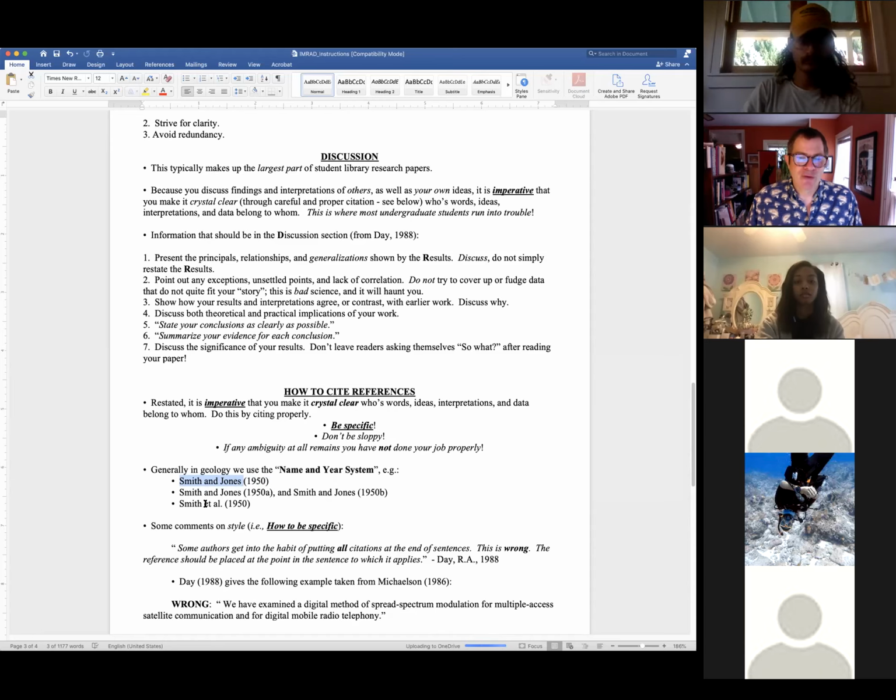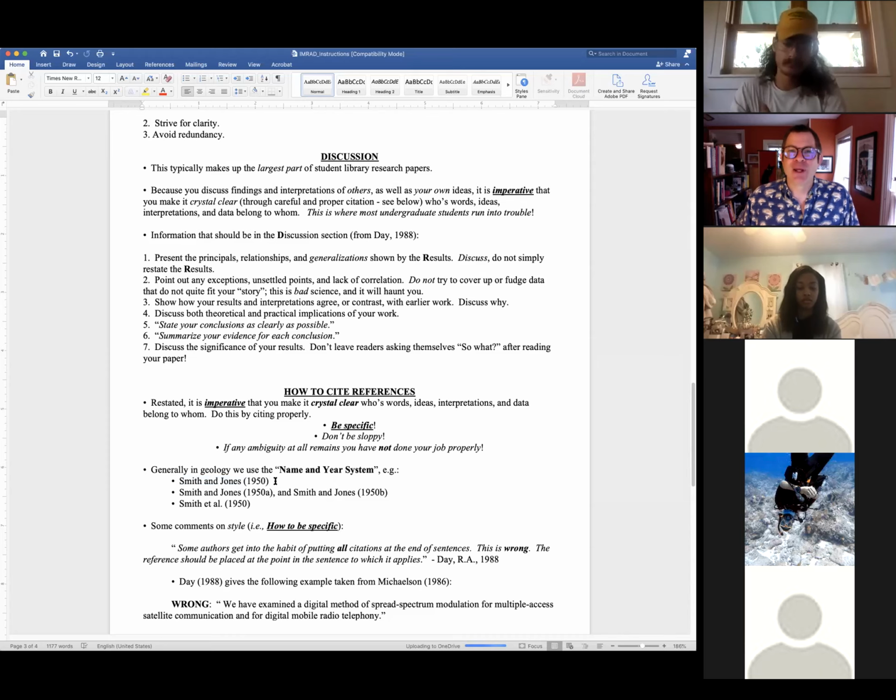If there's more than 2 authors, you can just say et al. You don't have to list them all. And then, of course, in the reference section at the end of the paper, the references cited, you give the full citation. You can use websites, but you should also have some journal articles to back up some of the information that you're looking at.